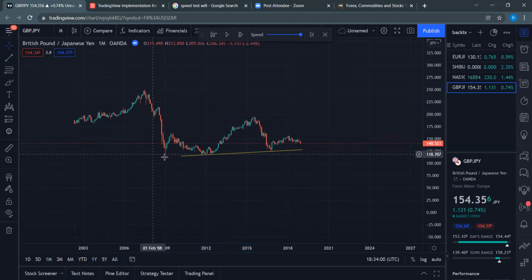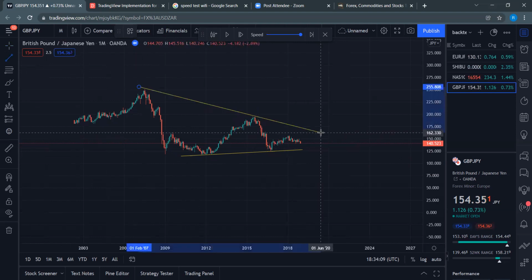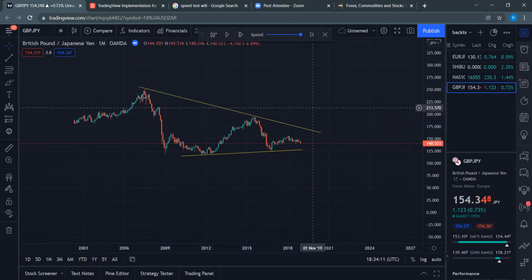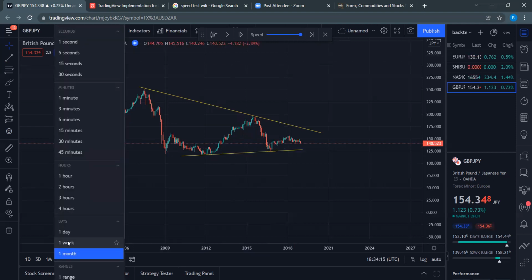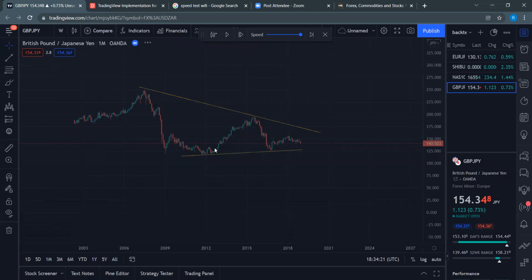on GBP JPY. So I'm just gonna keep the bottom trend line, because here the top, it doesn't make so much sense. So I don't have a top trend line. I don't want to put it like this. Okay. So I'm gonna go to the weekly.